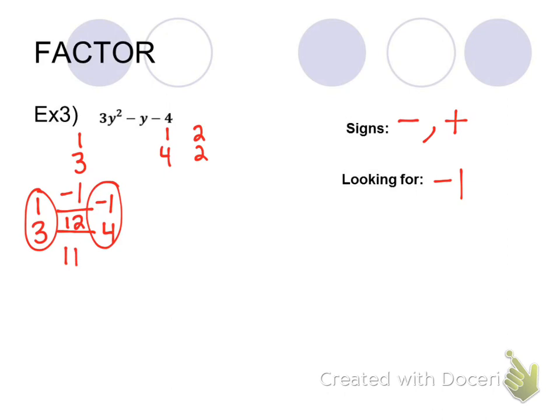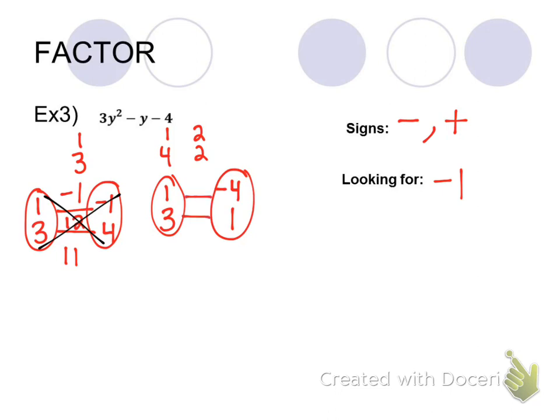Is that what we wanted? No. So I'm going to move on. That one didn't work. We're going to try something else. 1 and 3 still has to be my first bubble. May, what do you want in my second bubble? Negative 4 and 1 like this.